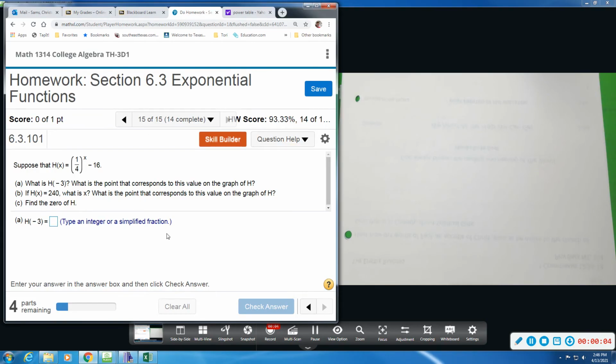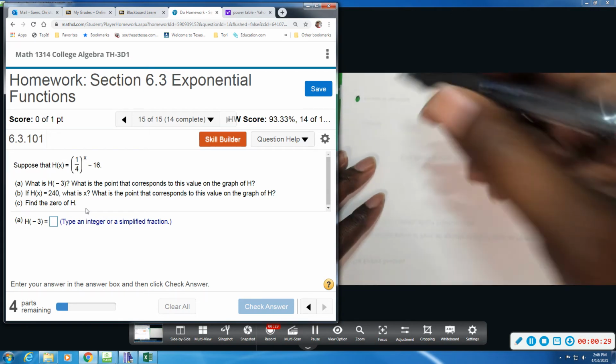All right, number 15, we're given this function h of x equals (1/4)^x minus 16. We're going to find h of -3. We're going to give you a y value of 240 and find x and find the point that corresponds to it, and we're going to find the 0. So again, this can be done by calculator, by hand. I'm going to do it all by hand this time.